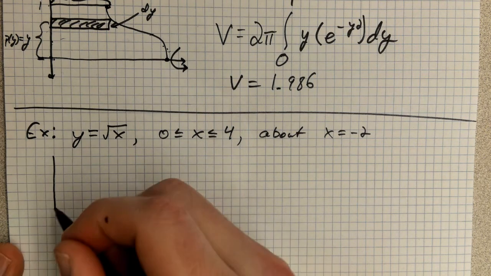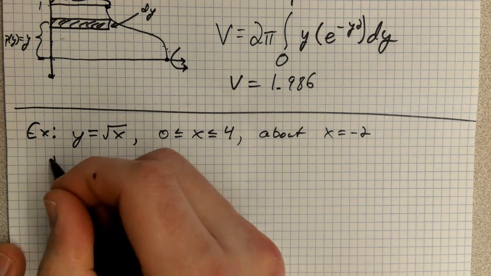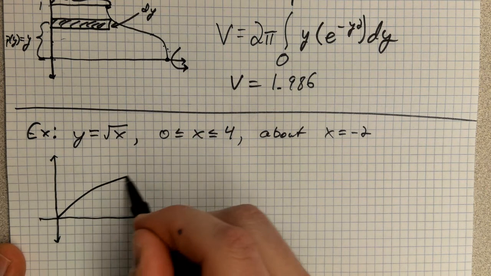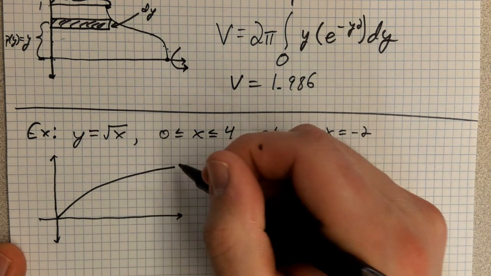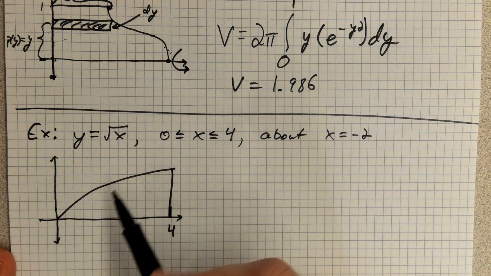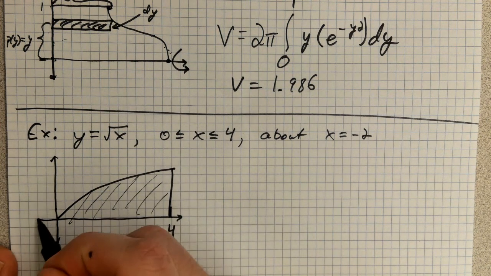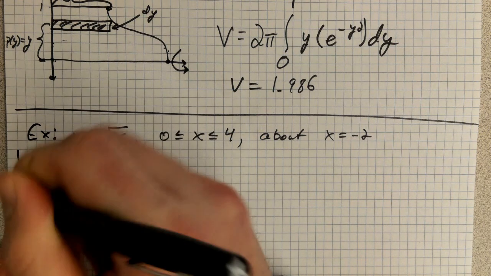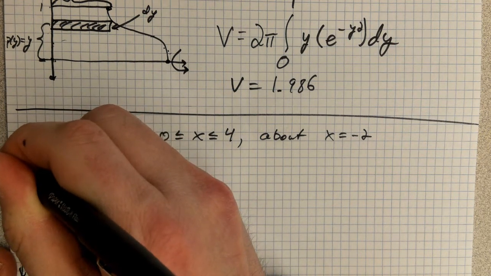Y equals square root of x is something like this. Let's say that this is 4 right here. Okay, so we want to take this region and we want to spin it around x equals negative 2. So let's put negative 2 right here. So this will be our axis of revolution.